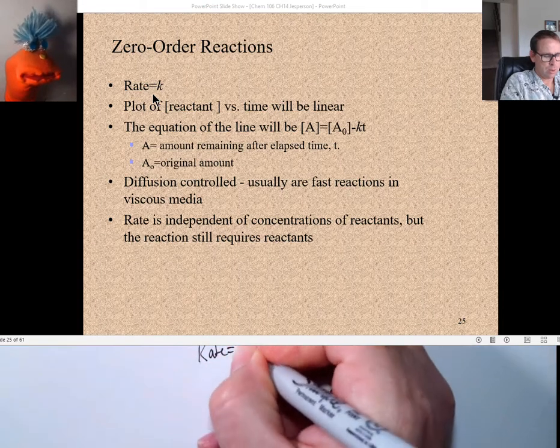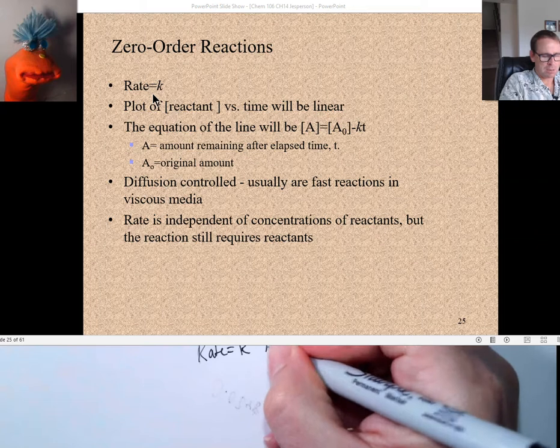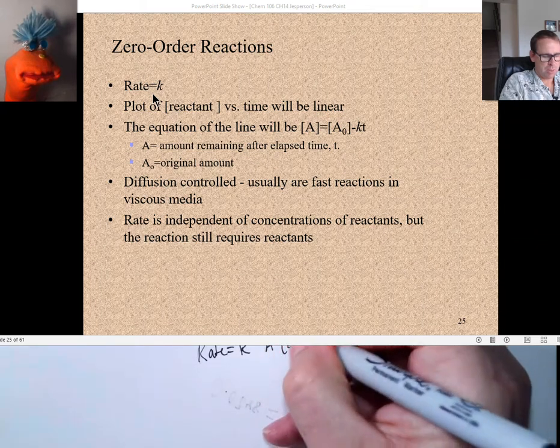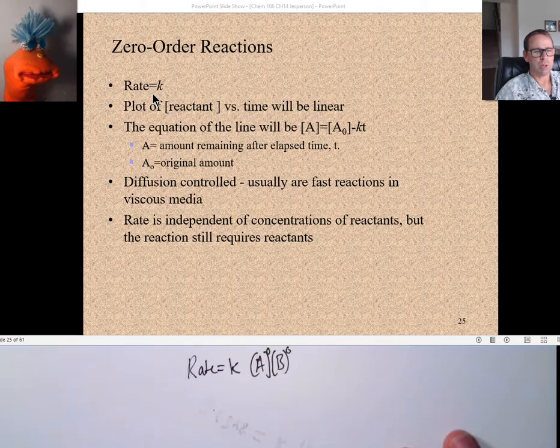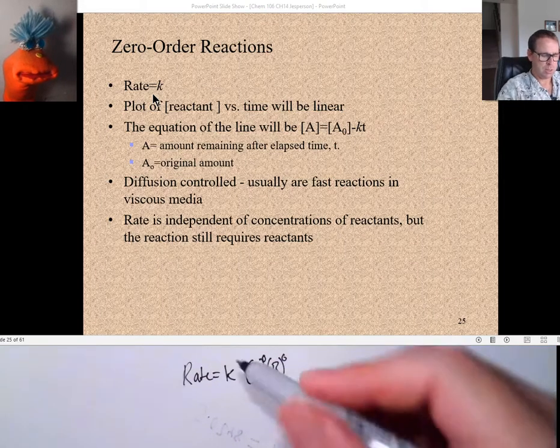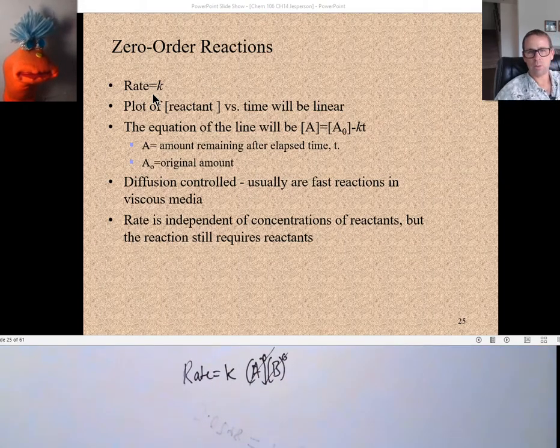Rate equals little k times, let's say the reactants are called A and B. But if it's zero order with respect to our reactants, then both A and B are going to be raised to the 0, and so they fall out of the equation. So the zero-order reaction's rate law is always going to be rate equals whatever the rate constant is.